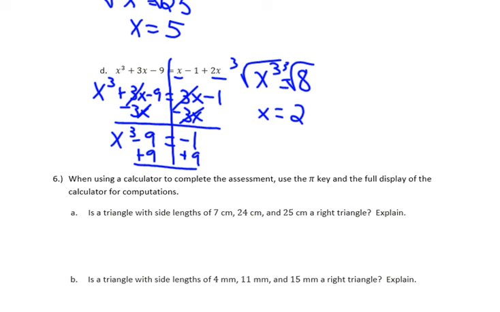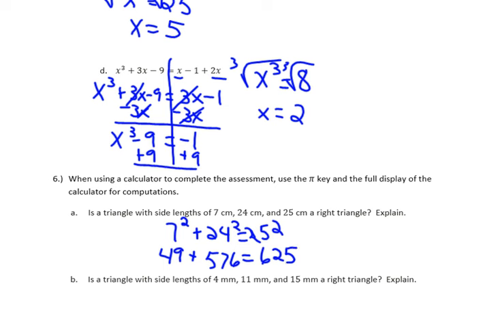Is a triangle with side lengths 7, 24, and 25 a right triangle? This is a lot like what we did in the last one. So I have to check. 7 squared plus 24 squared. I want to know, does that really equal 25 squared? 7 squared is 49. 24 squared is 576. And I want to know, is that really 625? Add those together. 625 equals 625. So yes. Your explanation is because 7 squared plus 24 squared equaled 25 squared.